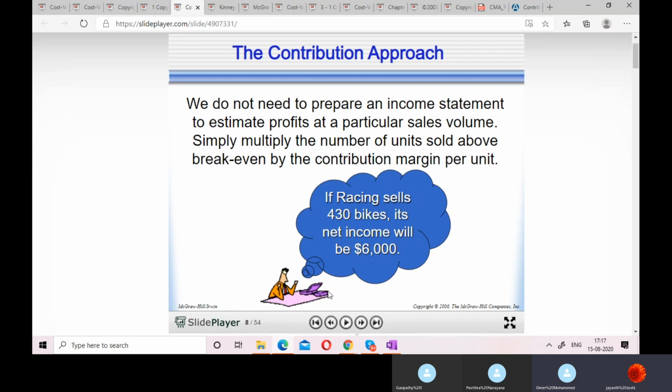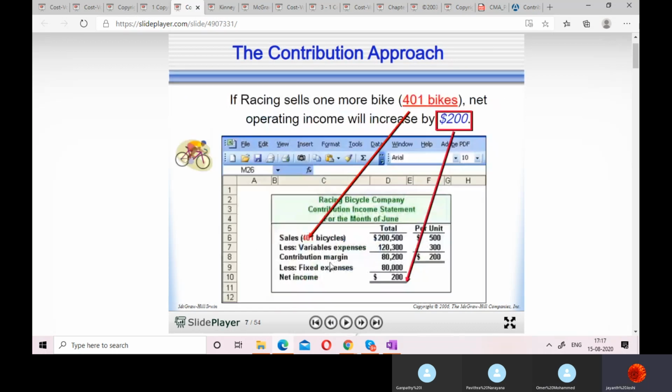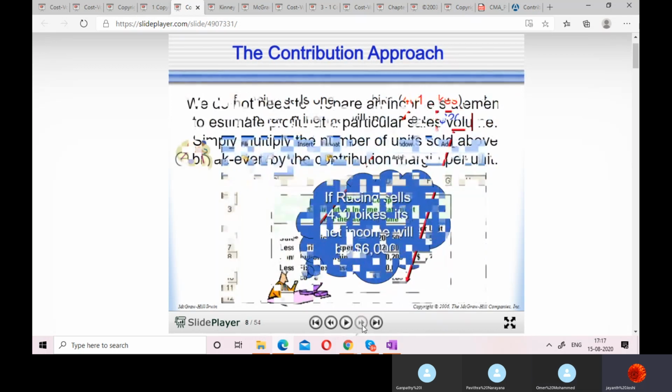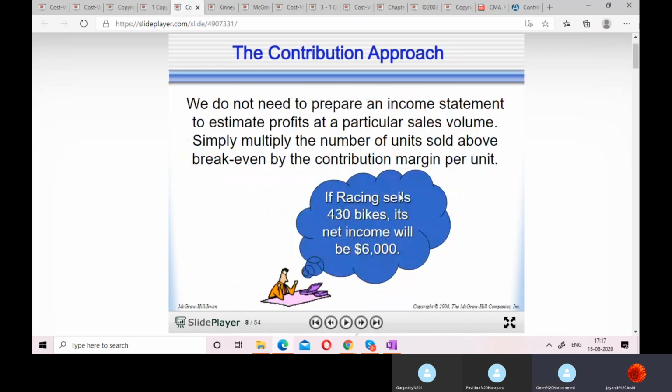So what they are saying is, if you want to find out the profits, there is no need to go for the whole income statement. You can directly multiply with the contribution margin per unit. So what is the contribution per unit? $200. So let's see. Suppose Racing sells 430 bikes, its net income will be 6,000. How?